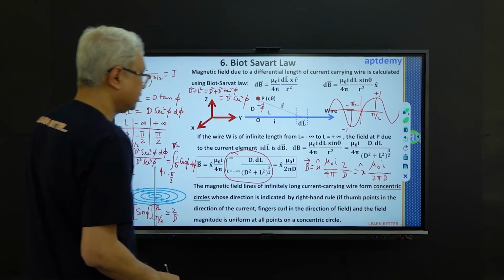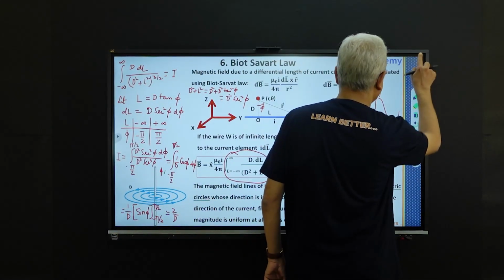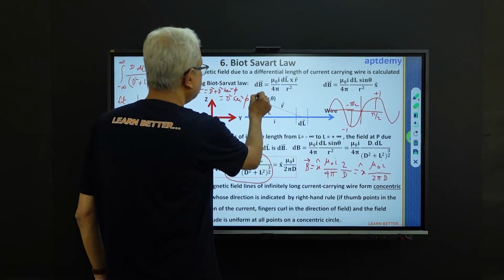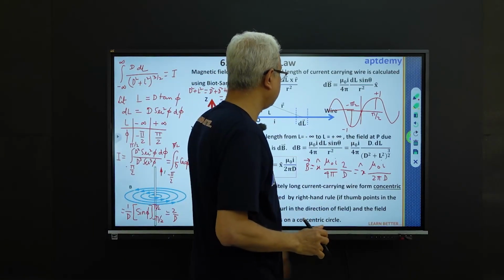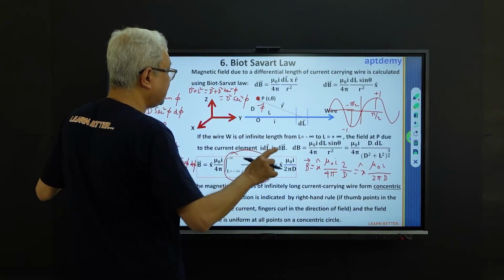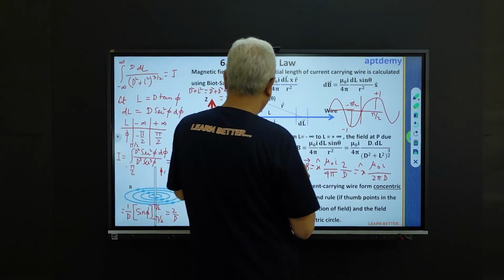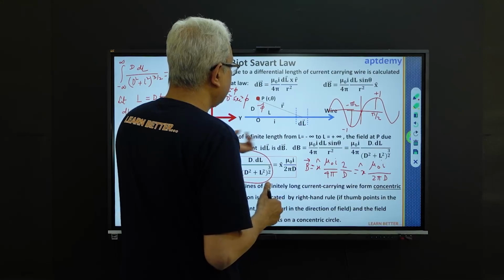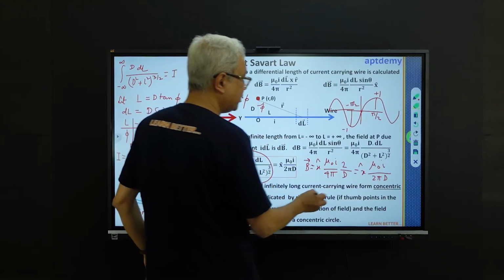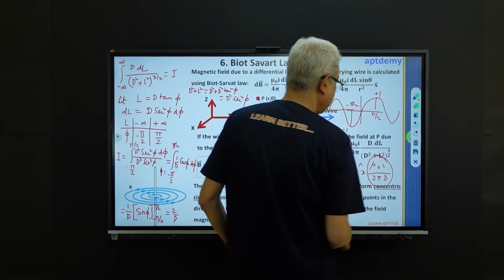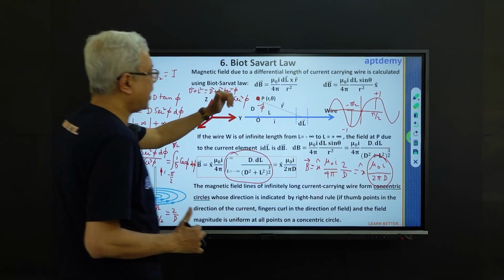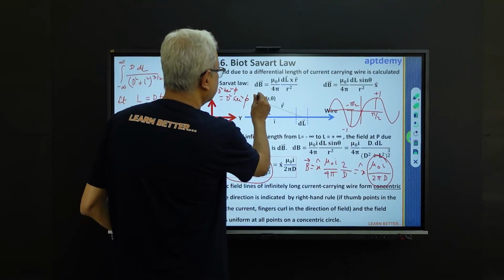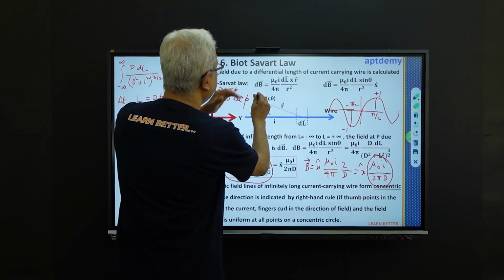So what we did: this is the magnetic field B produced at the point P because of the current carrying conductor, which is infinitely long, from y equal to negative infinity to y equal to positive infinity, or L equal to negative infinity to L equal to positive infinity. And the magnitude of this field is mu naught I by 2 pi d, and it is directed along the x direction. The x direction is this direction, coming out of the plane of the board.